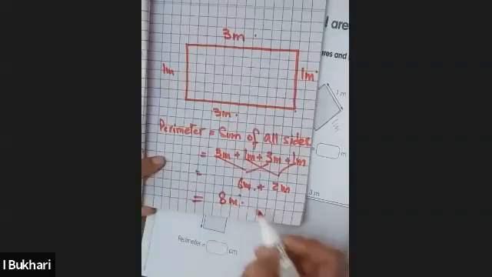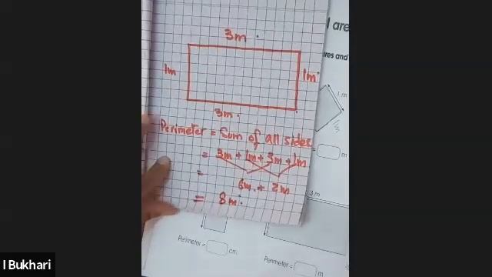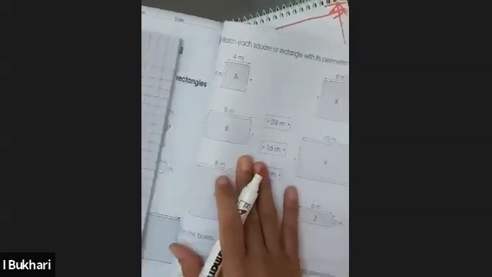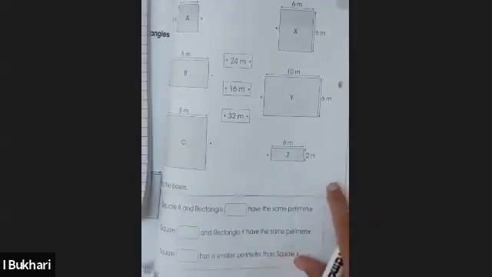8.8 meters. Good job, Zainab. Good job. Okay? Now, question number 3. Match each square or rectangle with its perimeter.